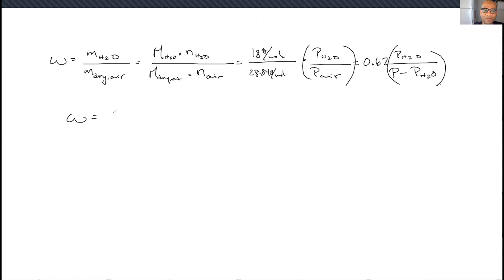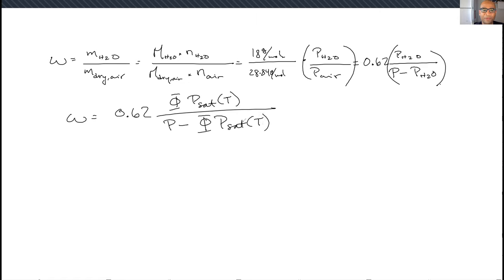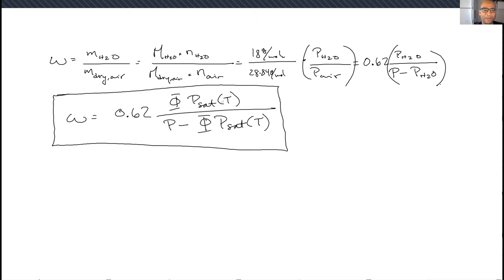So omega is equal to 0.62 times one term here, a phi. This is my relative humidity multiplied by the saturation pressure of water at the given temperature, divided by the total pressure minus phi Psat, like this. And then we could work it out.